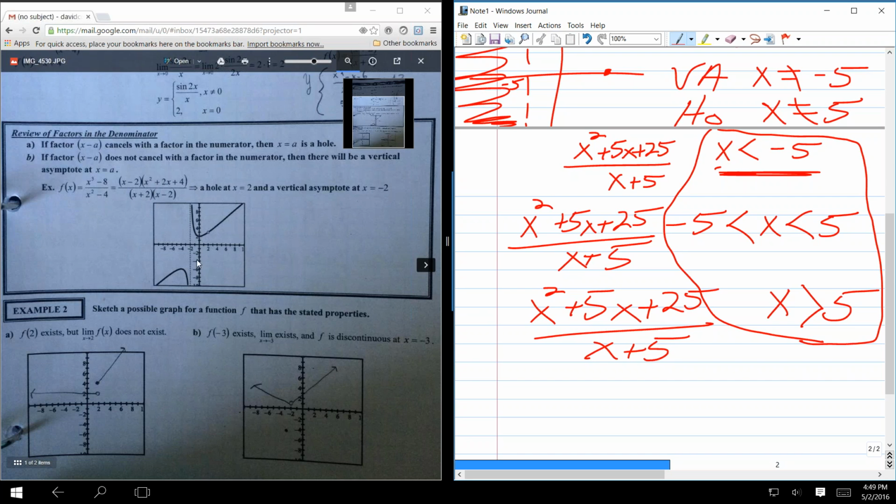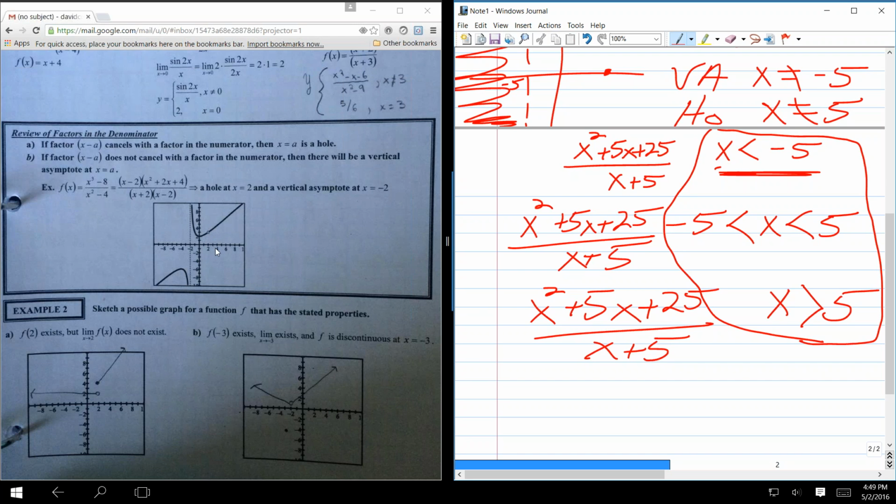In order to figure out what this graph would look like, you'd basically have to plug this into your calculator, either the original or x squared plus 2x plus 4 over x plus 2. If you plug in either one, you'll get a graph that looks something like this. The only thing you won't get is that hole, because it's so infinitesimally small that the calculator can't really draw it. That hole exists only at x equals 2.